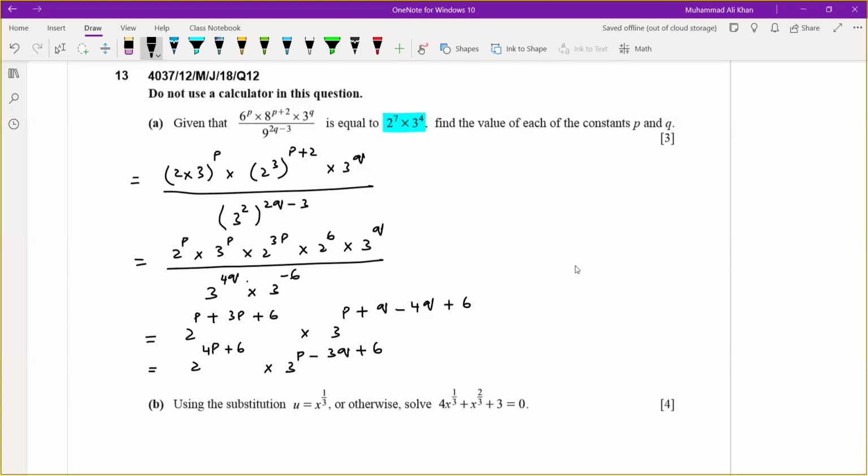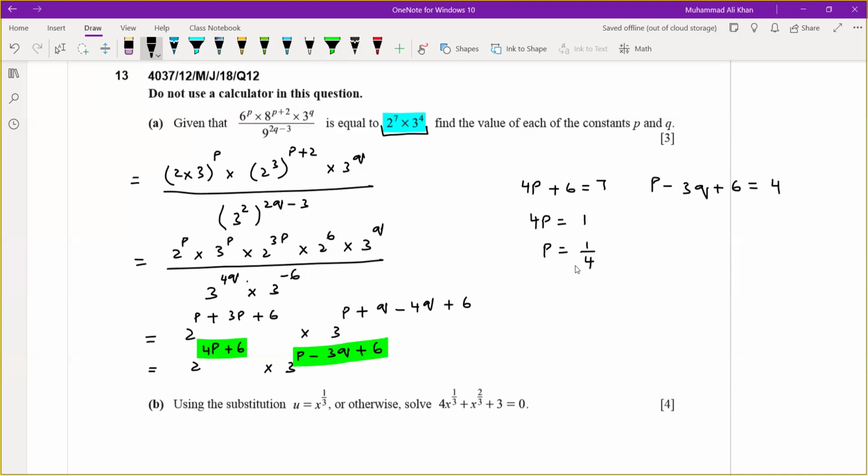आ गए जनाब हम इस फॉर्म में, जो फॉर्म हमें चाहिए थी। अब इन्होंने क्या कहा कि जो 2 की पावर है उसको हम लिख सकते हैं 7 के इक्वल। तो 4p plus 6 is equal to 7 and 4p is equal to 1 and the value of p is 1 upon 4. और क्या कह रहे हैं जनाब, 3 की पावर को हम लिख सकते हैं 4. So p minus 3q plus 6 is equal to 4.